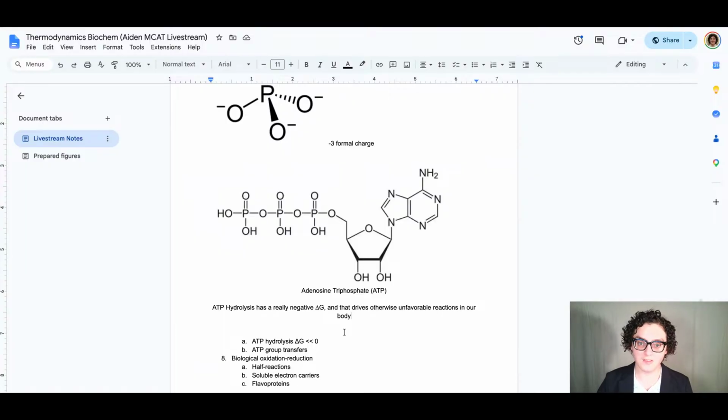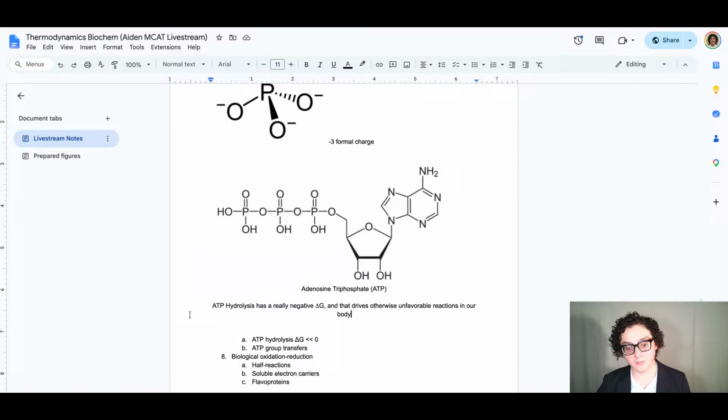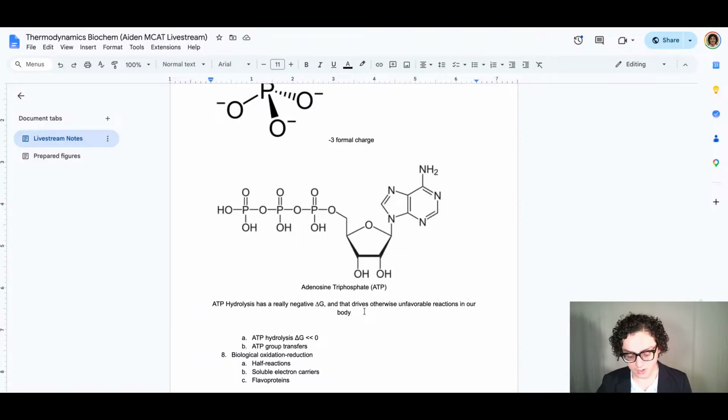All the time, we're taking ATP from the more unstable, i.e. energetic form, and turning it into the more stable, i.e. less energetic form, ADP, or adenosine diphosphate. So we're making triphosphate into diphosphate. How do we do that? We use water to split the bond between the second and the third phosphate. A water-splitting reaction in chemistry is called hydrolysis. So ATP hydrolysis has a really negative delta G that drives otherwise unfavorable reactions in our body forward.